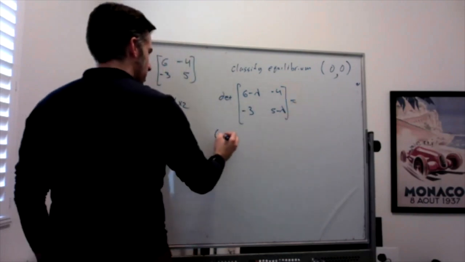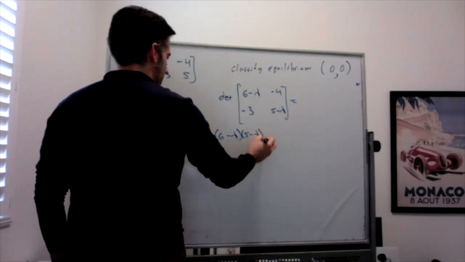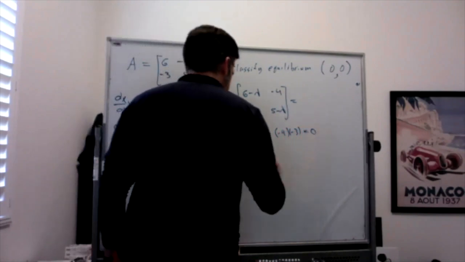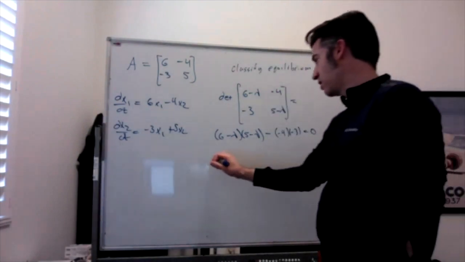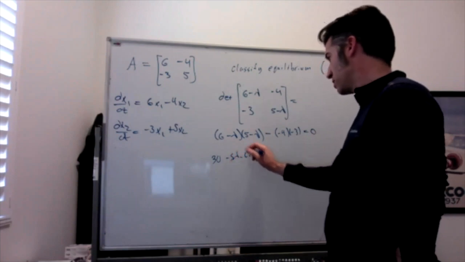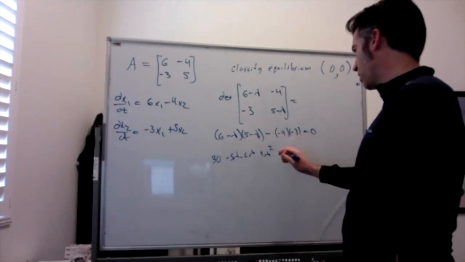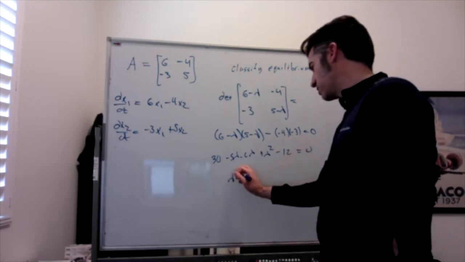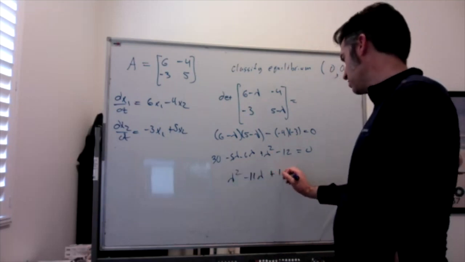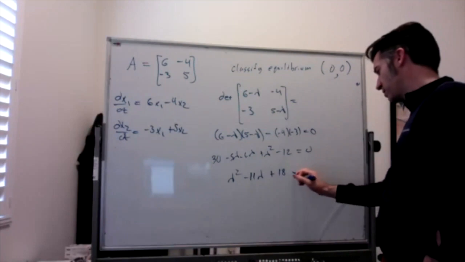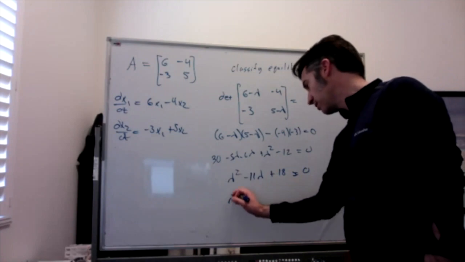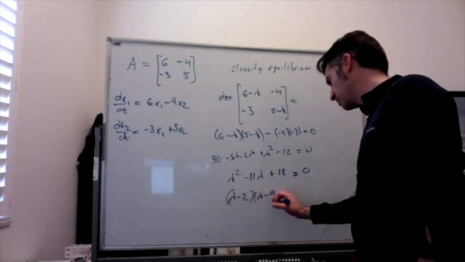Which is going to be (6 minus lambda) times (5 minus lambda) minus (-4 times -3) equal to 0. Multiplying this out, you get 30 minus 5 lambda minus 6 lambda plus lambda squared minus 12 equals 0. So I've got lambda squared minus 11 lambda, and 30 minus 12 is 18. That seems fine. Okay, so it multiplies to 18 and adds to -11: 2 and 9, -2 and -9. So you get (lambda minus 2)(lambda minus 9) equals 0.